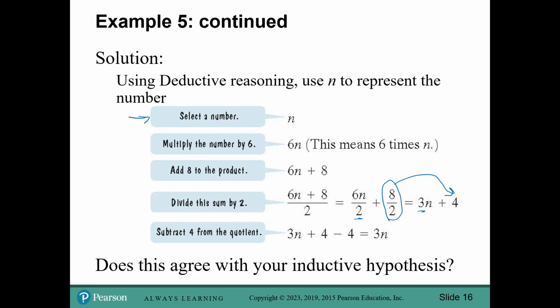Now, we want to subtract 4 from the quotient. So, in order to subtract 4 from the quotient, we are going to take this 3n plus 4 that we had from our previous step here, and we're going to subtract 4. Now, 4 minus 4 cancels itself out, and we are just left with our answer here, that is 3n. So 3 times any number is really the simplified process that we are using here.